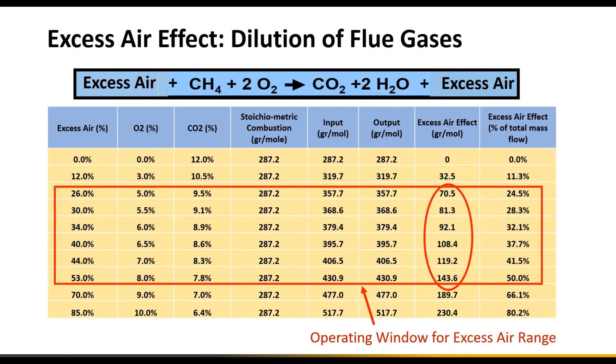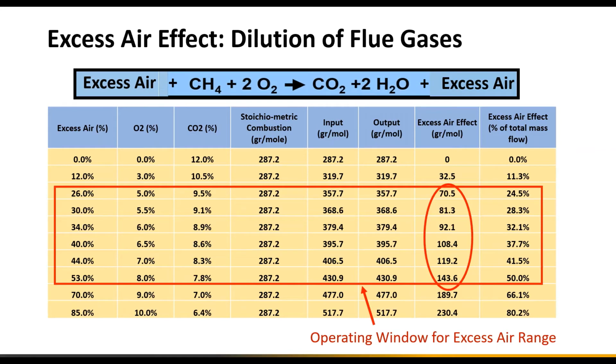In the middle, under stoichiometric, I have this number called 287, which is basically the total volume and mass of combustion products, of chemical reactants going in, and chemical products coming out of the burner. And then the circle section represents the effect of excess air.